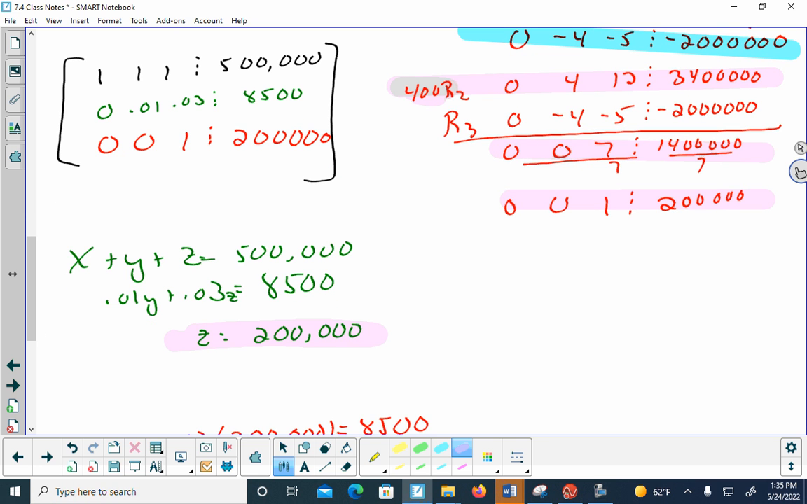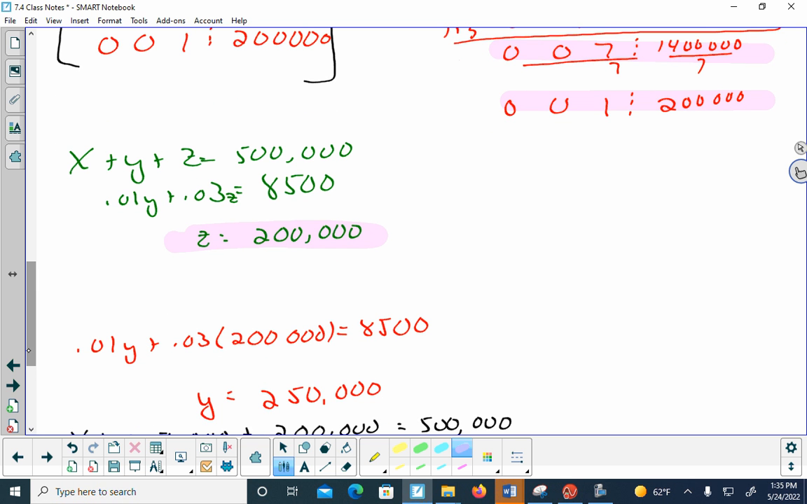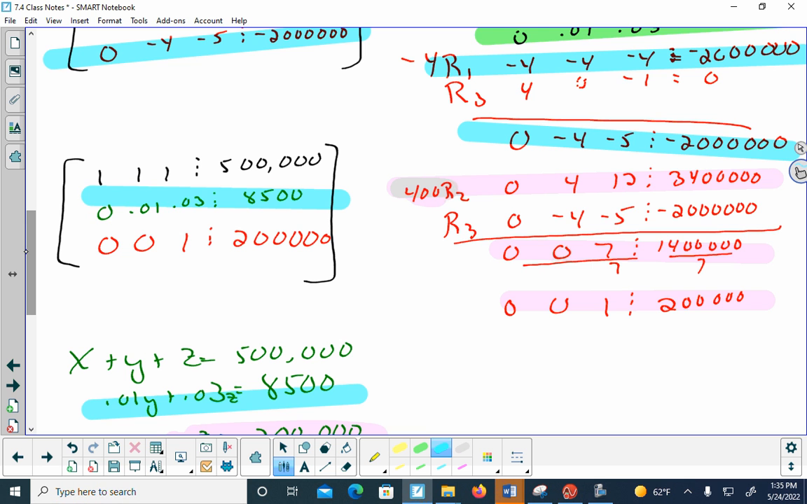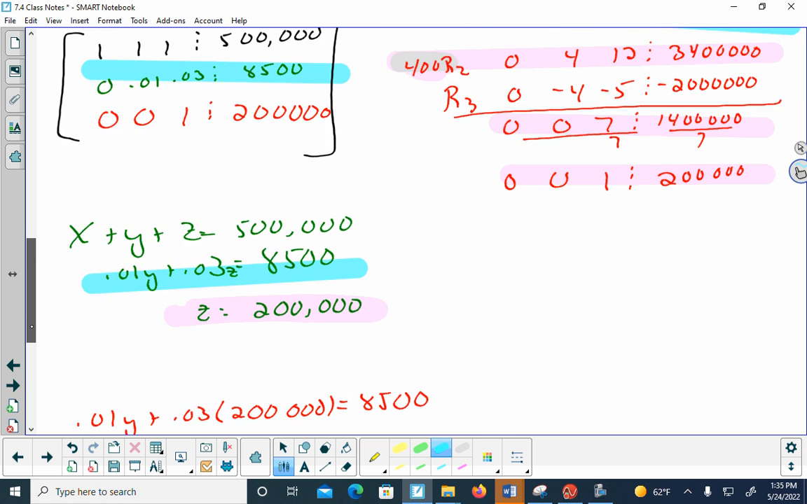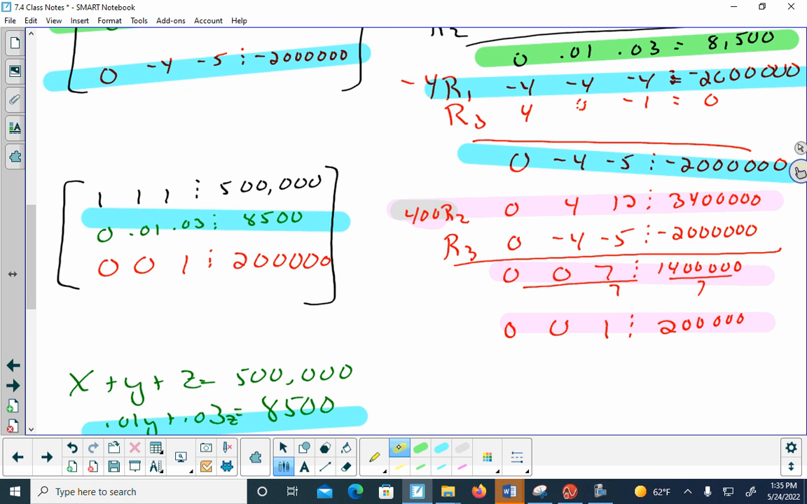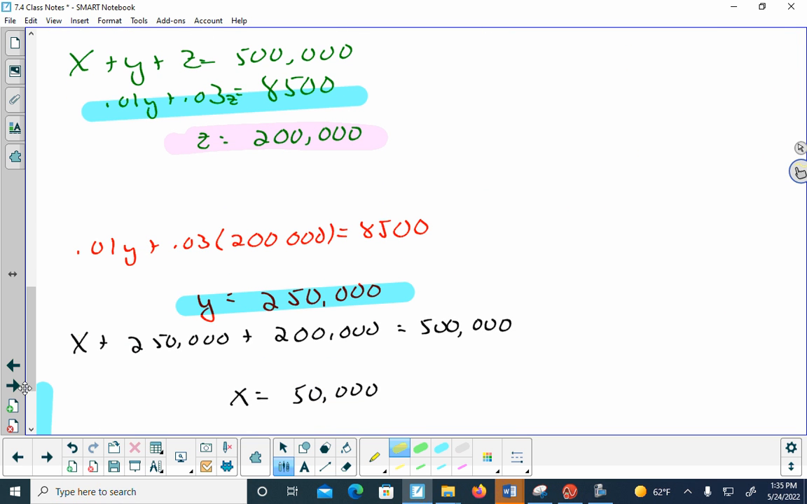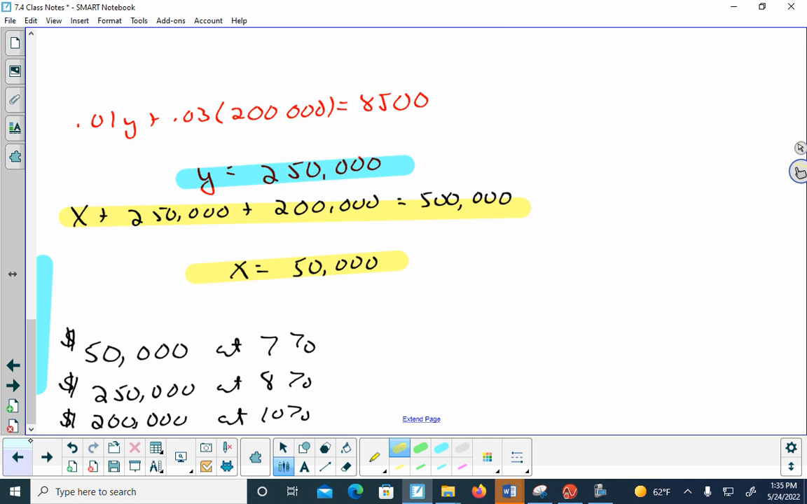And then I decided to do back substitution. So I back substituted that into this equation, my second equation, which I got from here. I just put the x and y back in. And when I did that, I got y equal to 250,000. And then I back substituted into the original row 1, which is the 500,000. Substituted those back in, and I got x equal to 50,000. Since it's a word problem, I have to kind of interconvert. So here's where I write the answer.